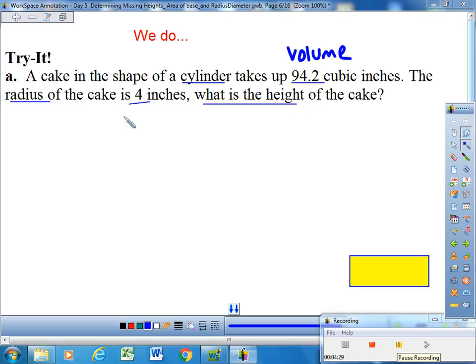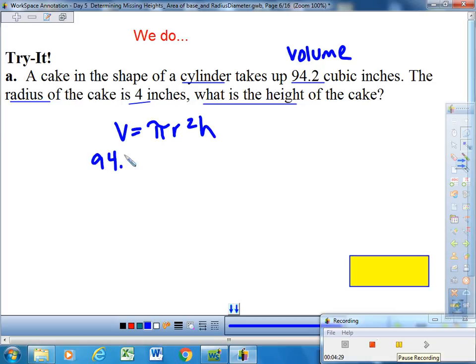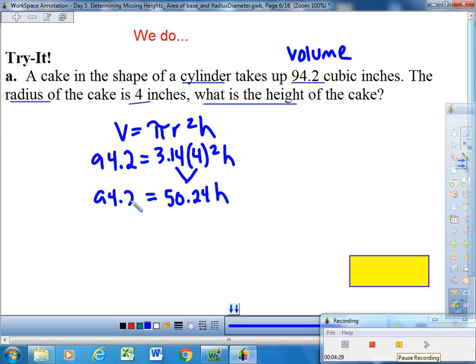A cylinder, formula V equals pi r squared h. So let's fill in what we know. The volume, 94.2, pi 3.14, radius squared, 4 squared, and I don't know the height. So if I multiply 3.14 times 4 squared, put that in your calculator, it is 50.24. Bring down your h, bring down your 94.2.